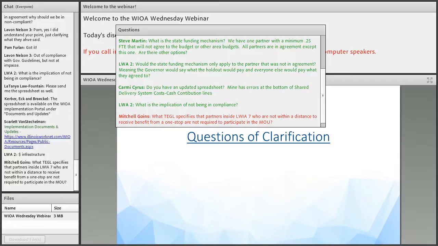Well, there is no TEGL that specifies that partners, if you're asking specifically about LWIA 7, who are not within a distance to receive benefit from a one-stop are not required to participate in the MOU. But it does say proportionate use and relative benefit. And so when they did away with two of the comprehensive one-stops, they left partners without a comprehensive one-stop. They will not receive relative benefit or proportionate use for going into other areas. And so we have determined for adult ed and post-secondary Perkins, because Chicago Cook Workforce Partnership initiated that, they are not including them in the MOU at all. So those partners will not even be in the MOU because they are not attached to a comprehensive one-stop.